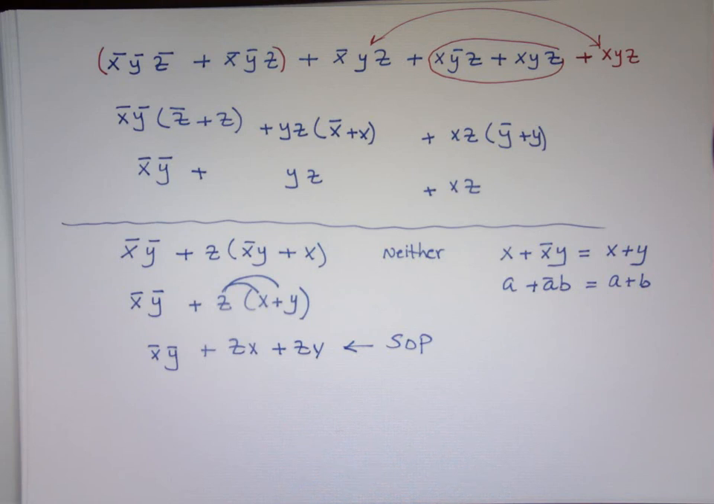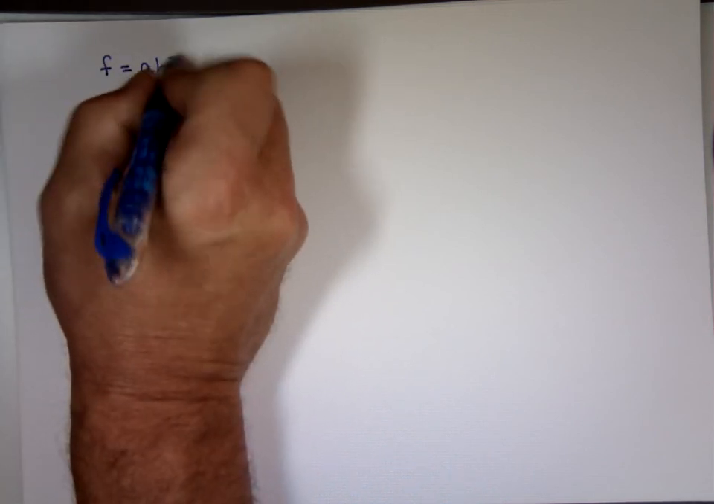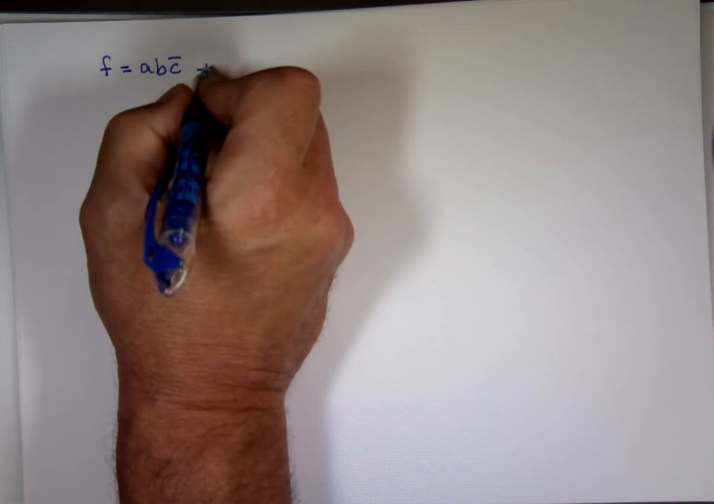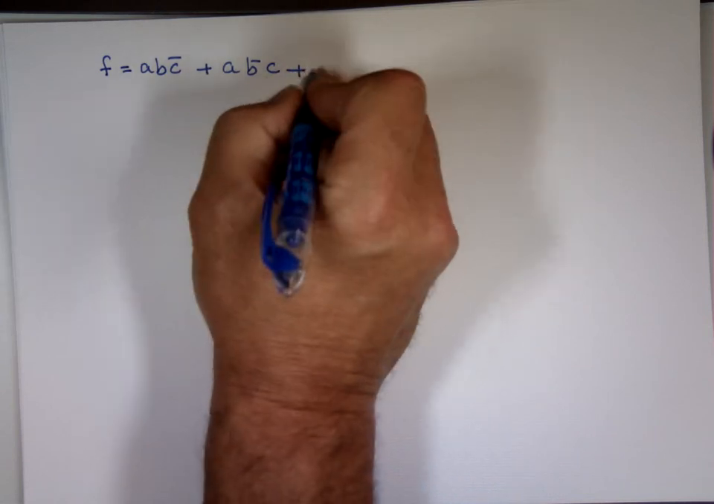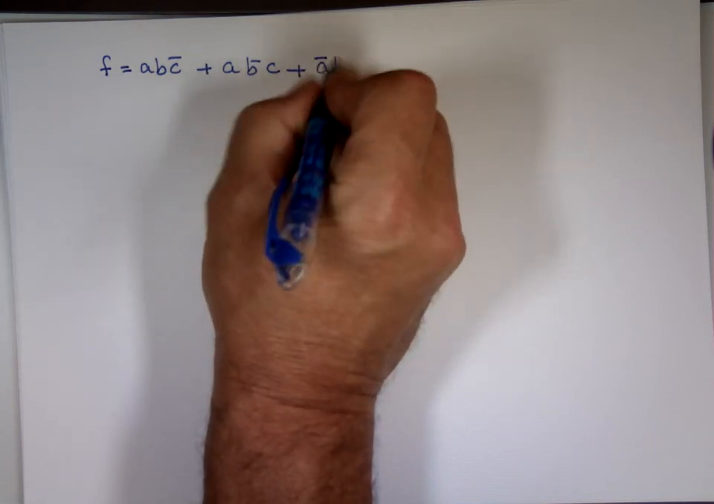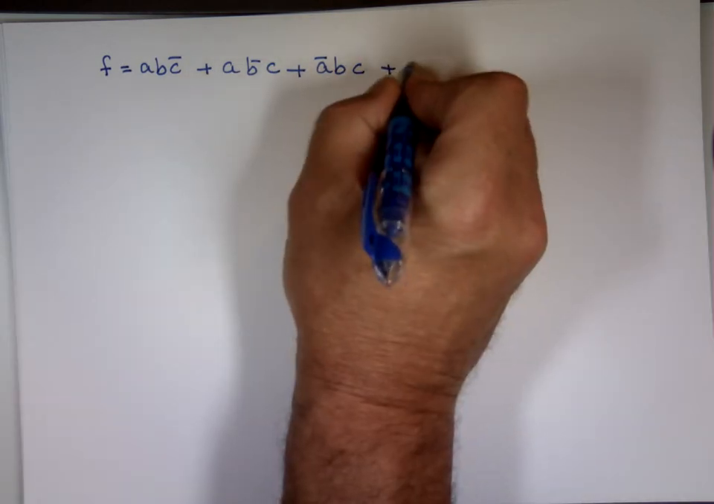Again, let's try some Boolean algebra and see if I can simplify. Let's say F equals A, B, C bar, plus A, B bar, C, plus A bar, B and C, plus A, B and C.